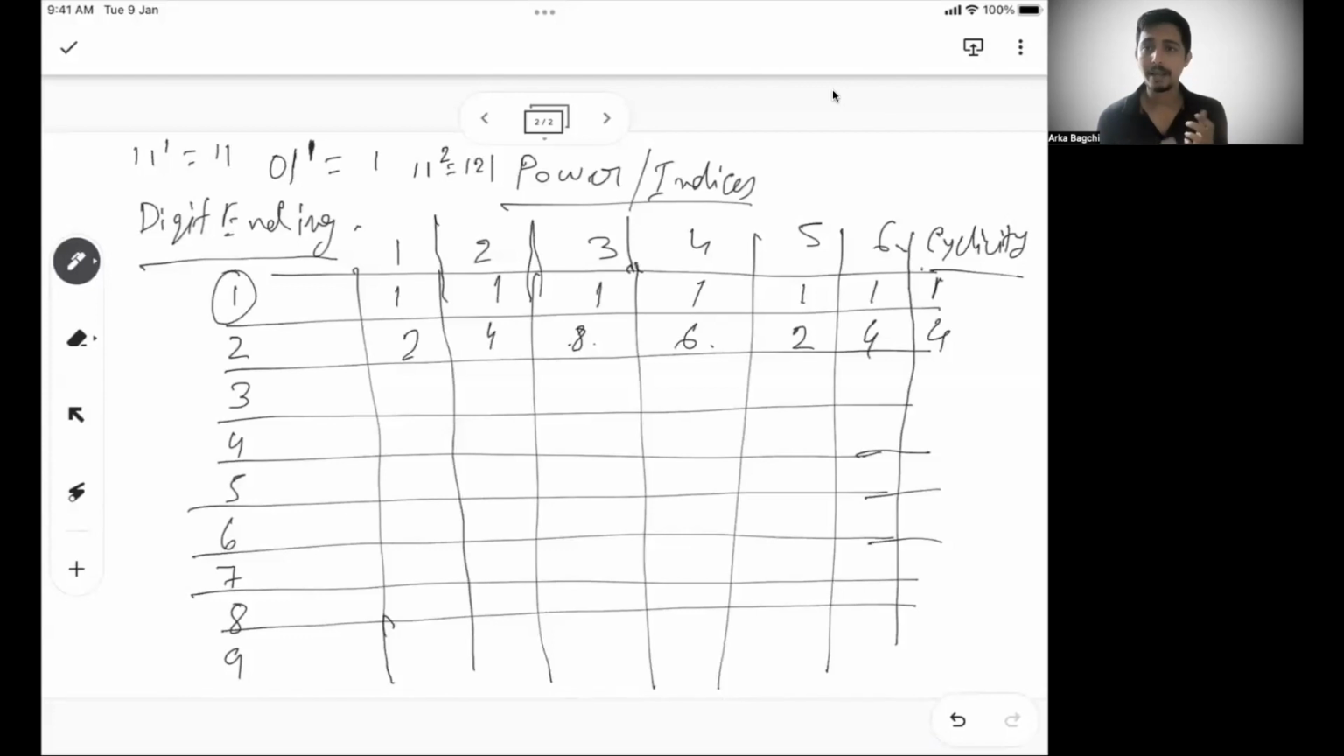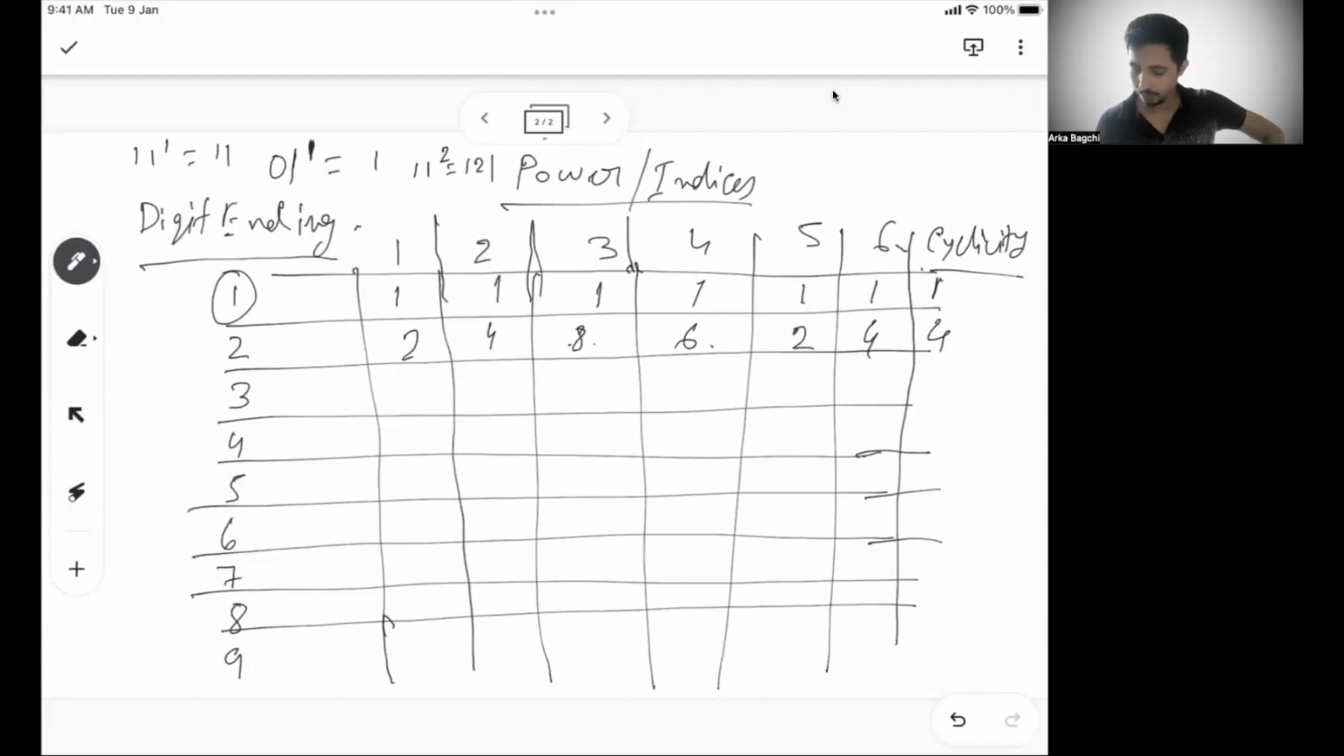For 2, at a gap of 4 between 2 numbers in power, the last digit repeats. So we can say 2 to the power 1 is same as 2 to the power 5, same as 2 to the power 9, same as 2 to the power 13. Okay.